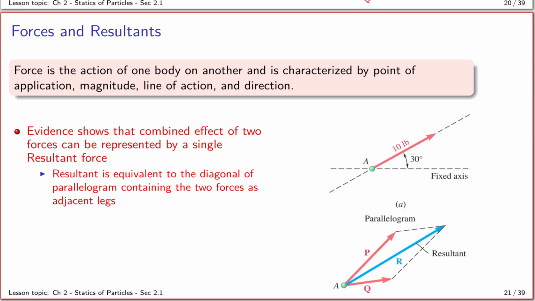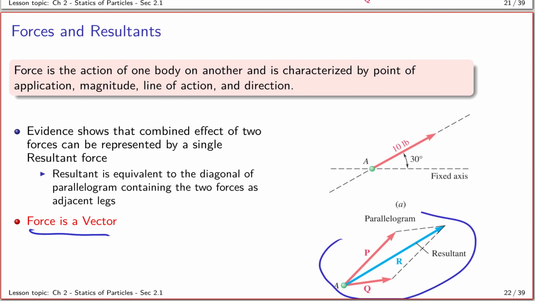Now it turns out that experimental evidence shows that the combined effect of two forces is basically a single resultant force. Just like what we did for the vectors, the combined effect of two vectors acting at particle A is the resultant vector R. You can now directly translate that idea and replace those vectors by forces, because the force itself is a vector. So it requires both direction and magnitude. In other words, this parallelogram law can also be thought of as the parallelogram law of vector addition, or rather force addition, where the two forces P and Q are acting at point A.